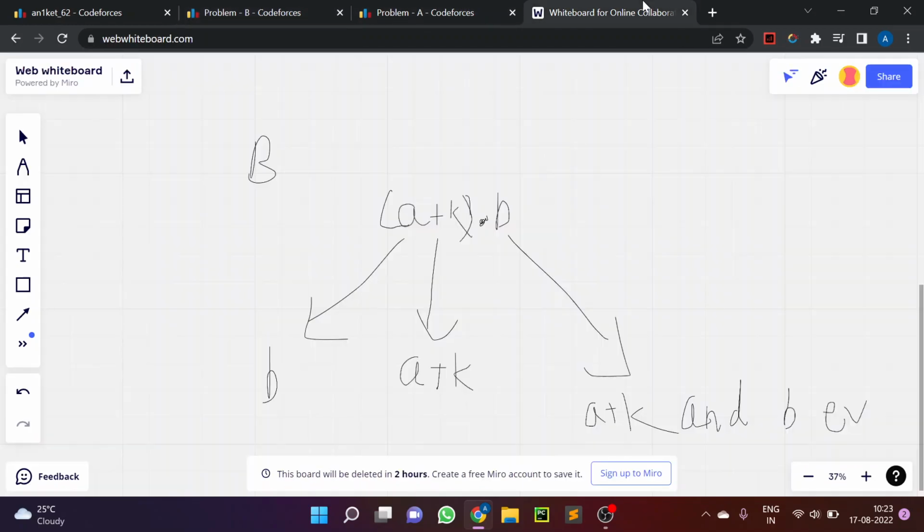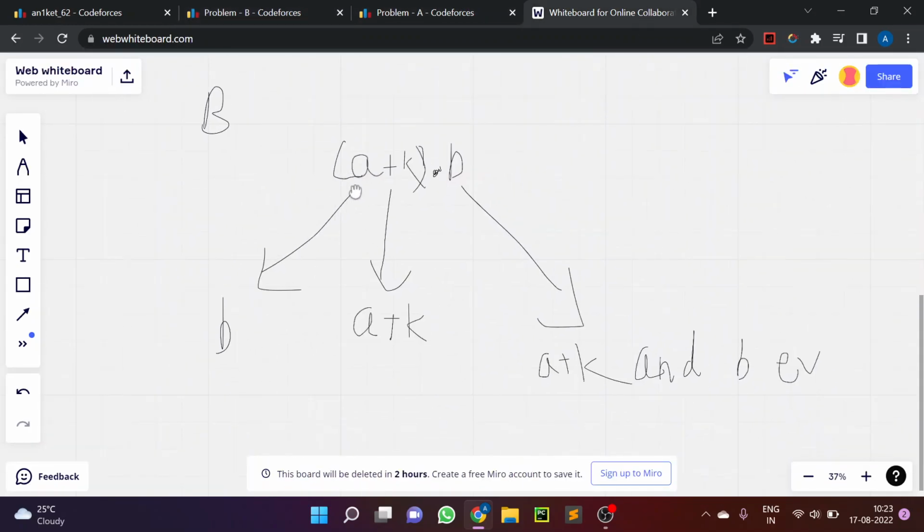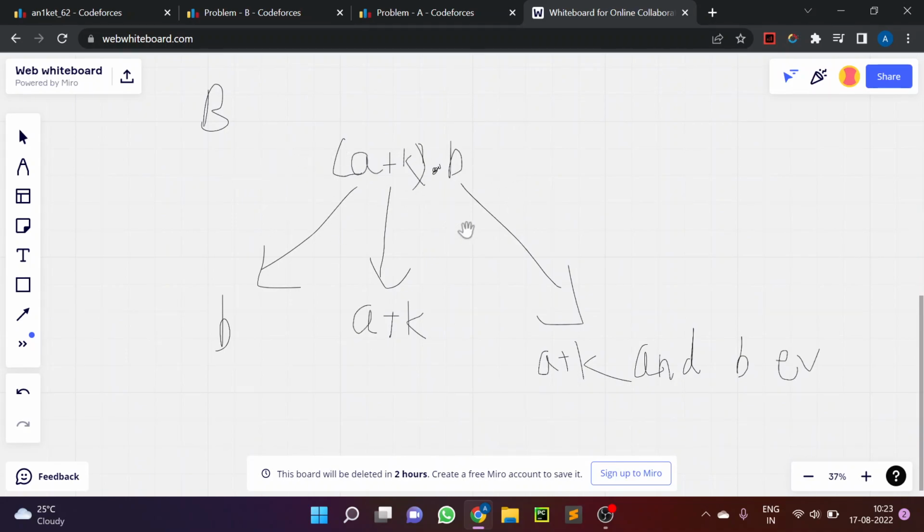Now let's see the logic of this question. So if we have to make (a plus k) into b divisible by 4, there are three ways we can make it happen. So first way is b is divisible by 4. So whatever is the value of a and k, if b is divisible by 4, we can say that whole expression is divisible by 4.